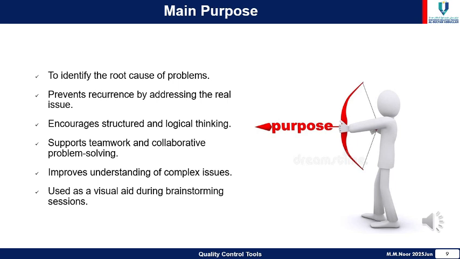So next one, it prevents recurrence by addressing the real issue. Once the root cause is identified, you can fix the actual problem, not just the effects. This prevents recurring issues, saves time, and improves process quality. It leads to long-term solutions rather than temporary fixes. So imagine in a hospital, if a patient keeps receiving incorrect medication, an Ishikawa diagram might reveal that the label printing system is frequently faulty, on the method or machine. So fixing or replacing the system can prevent future errors. So it's not just correcting each mistake one by one.